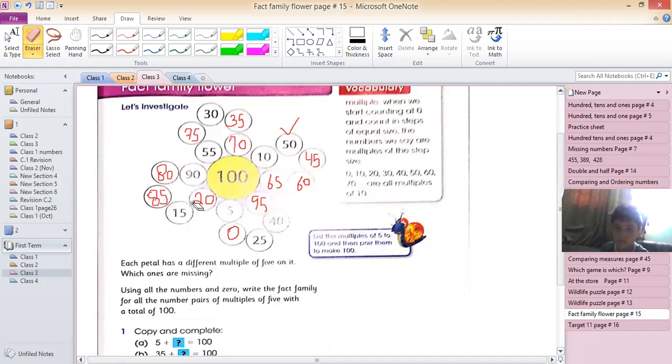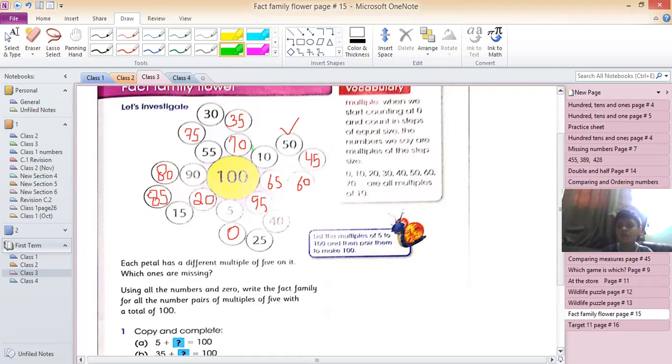Let's investigate. So this was the fact family tree. Some numbers were missing there. You start counting from 0 and count on in 5. So this is 0. Then look at the 5. You count on 5: 0, 5. After 5, what comes? 10. After 10, 15. Then after 15, 20. Then after 20, where is 25? This is 25. Then after 25, 30. Then after 30, 35.